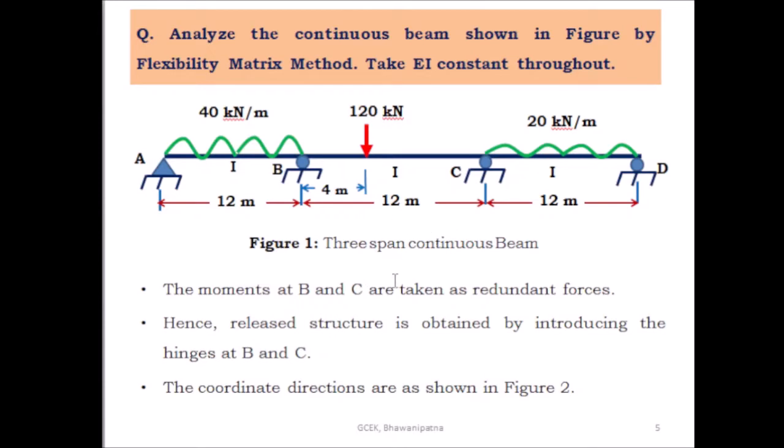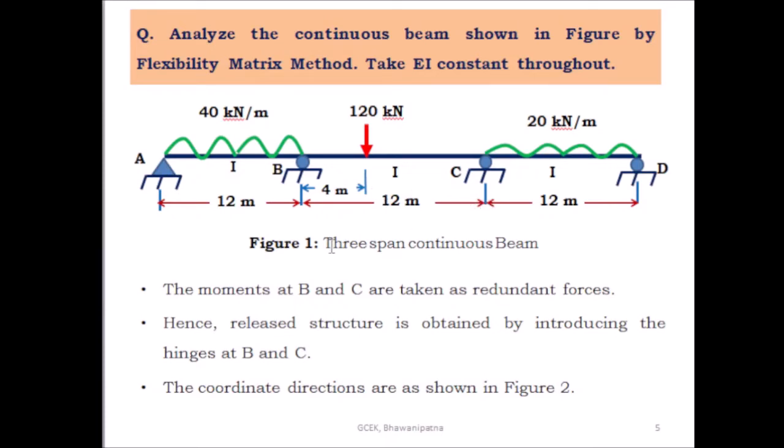What is the first step? The first step is to find the degree of static indeterminacy. In this case, this is a hinge support and these are roller supports. At the hinge support there are two reaction components, and at each roller support there is one reaction component. Here one reaction, here one, here one, and here two reactions. So the total number of reaction components is 5, but the available static equilibrium equations are 3. So the degree of static indeterminacy is equal to 5 minus 3, which is equal to 2.